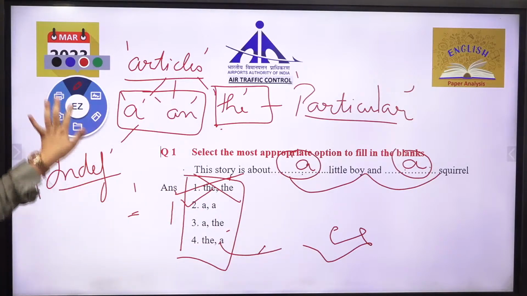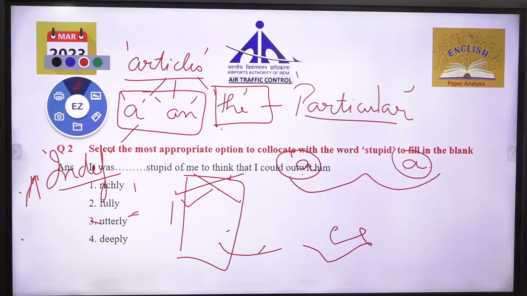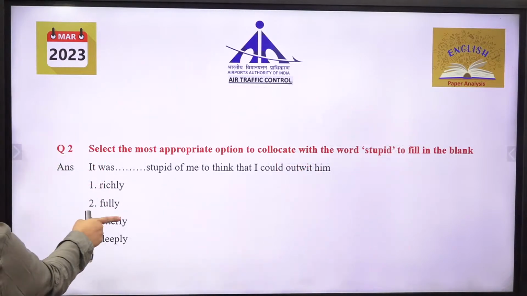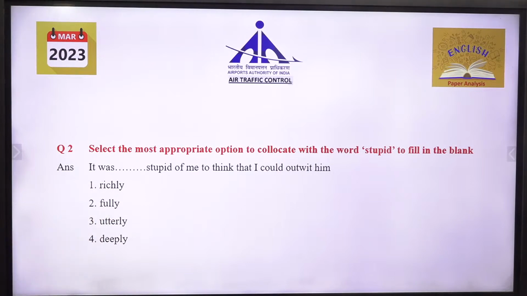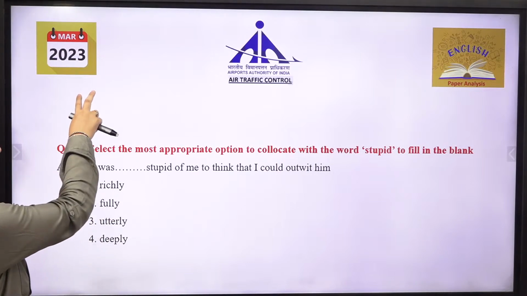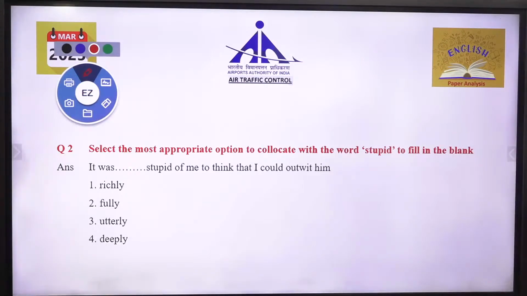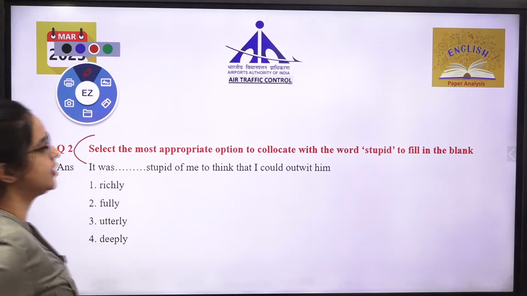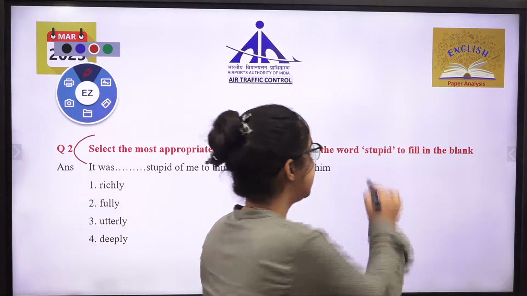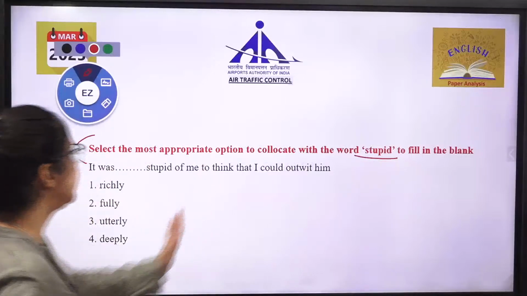Let's move to the second one now. Okay. So let's select the most appropriate option to collocate with the word stupid to fill in the blanks. So you have to choose it out. Same way, it is also about fill in the blanks, and with stupid, what will come?